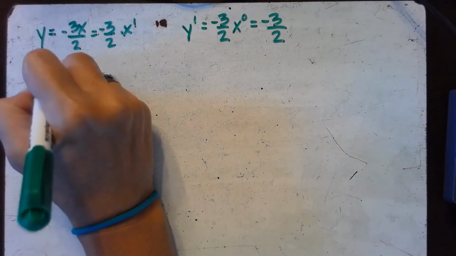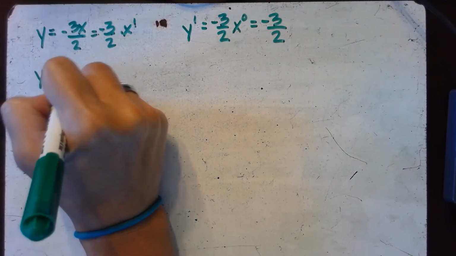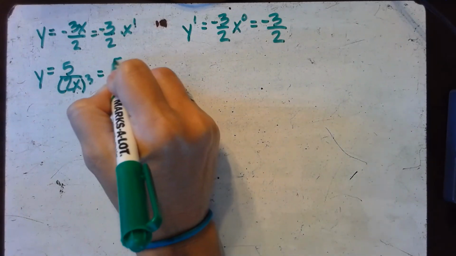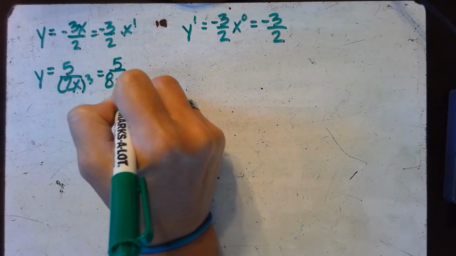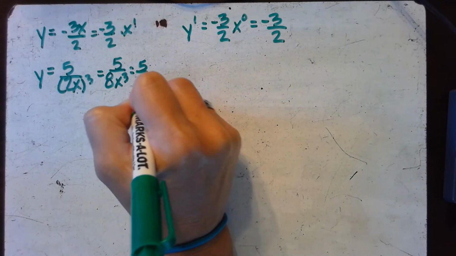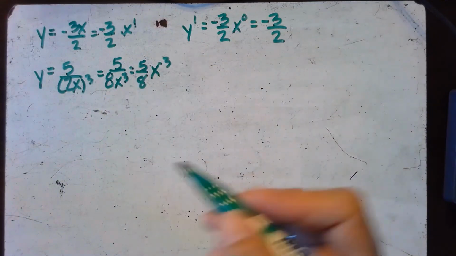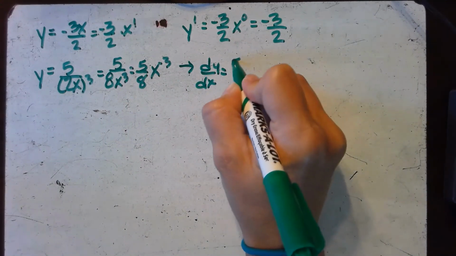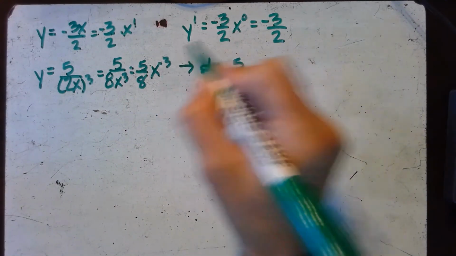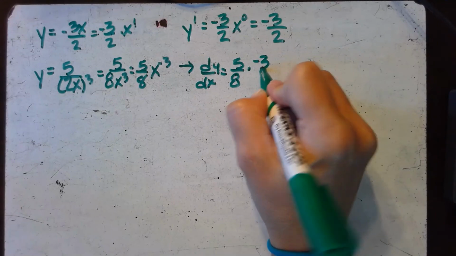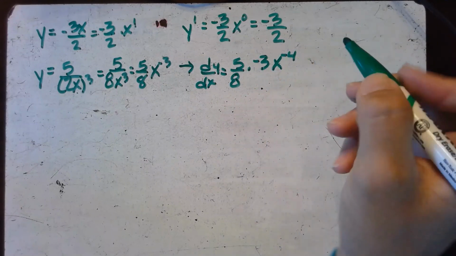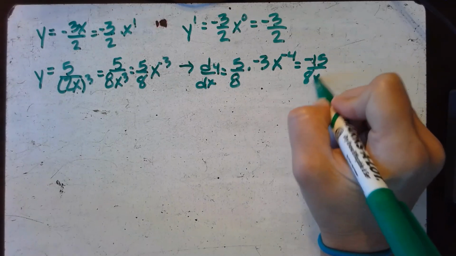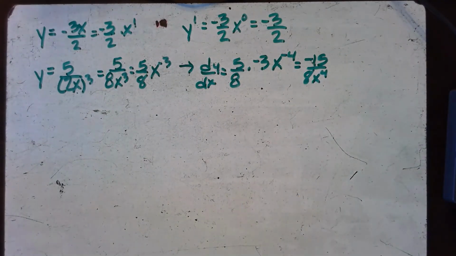All right. Here's another one for you. Now I would go ahead and cube this denominator, so that's 8x cubed, and then I would bring that up so it's x to the -3. So when I find dy dx, I'm saying 5/8 times the exponent of -3, and then I drop that by 1, so it's -4. So when I clean it up, it's -15/8, and I can take the x to the 4th and put it down low.